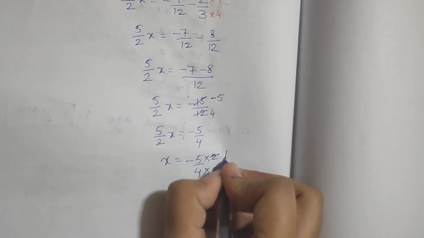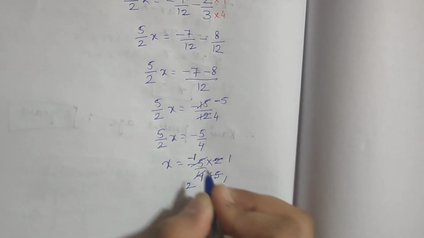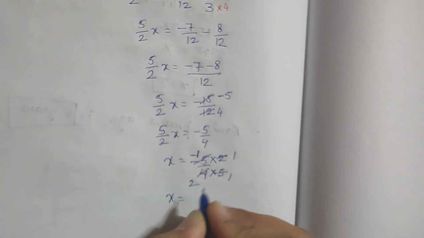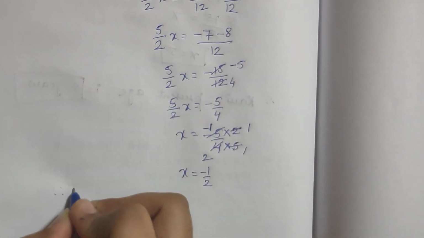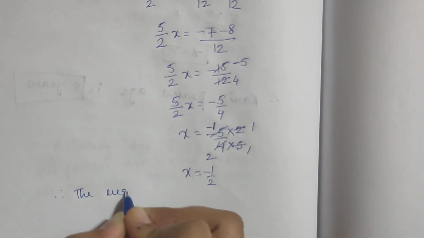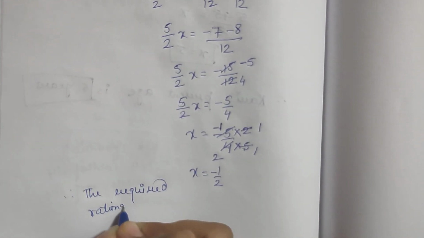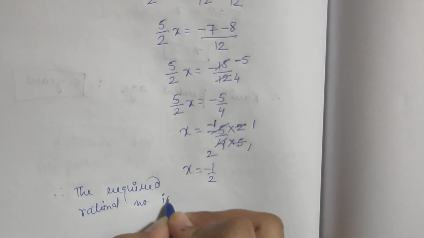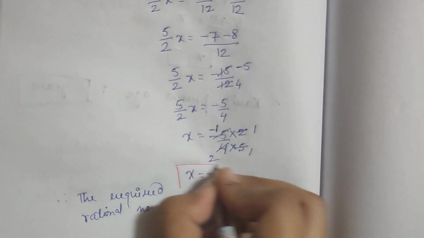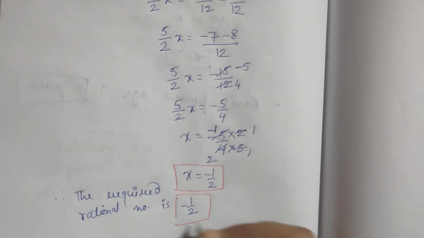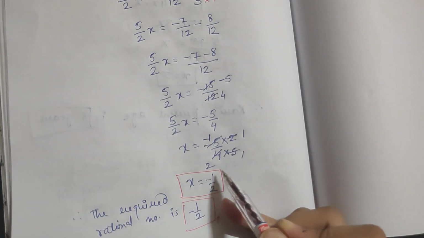Now we can further simplify. 2 ones are 2, 2 twos are 4, 5 ones are 5, and 5 ones are 5, this negative sign as it is. So what we are getting here is x equal to minus 1 upon 2. Therefore the required rational number is minus 1 upon 2. This is what they have asked for. We had to find that rational number which we considered as x. So here that rational number is minus 1 upon 2.